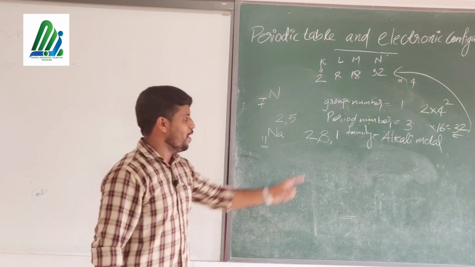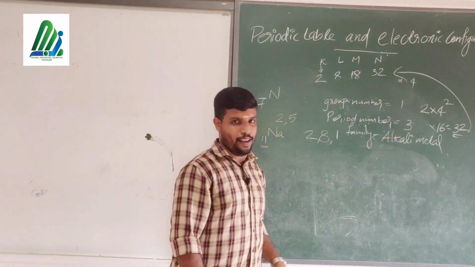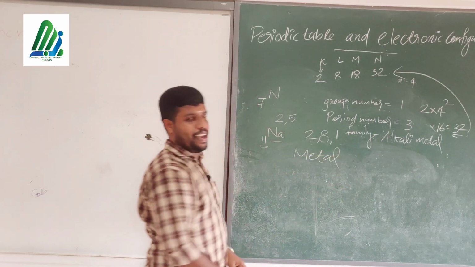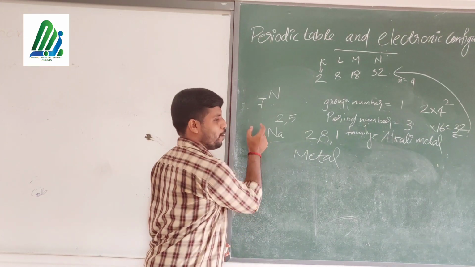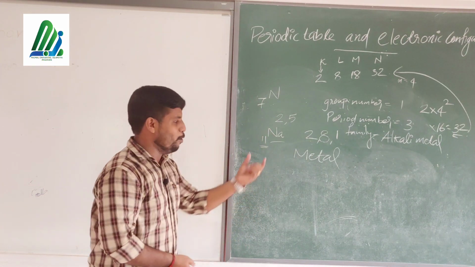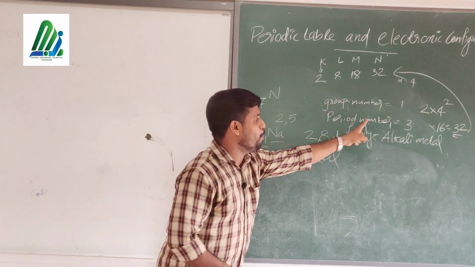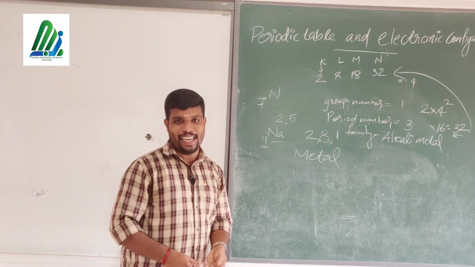Okay, family alkali metal. Then they will ask whether it is a metal or non-metal. It is very easy here: alkali metal, so this element is a metal. These are the things we can find if you know the electronic configuration or the atomic number. By using the atomic number, we can write the electronic configuration and find the group number, period number, family, etc. As you have already studied, I think.